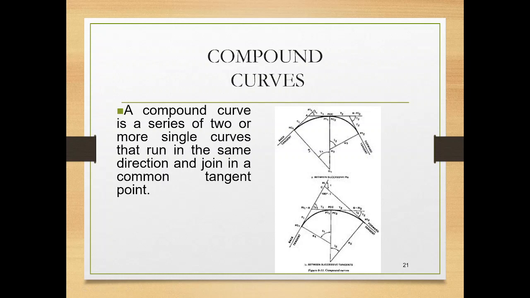So this is a compound curve. A compound curve is a series of two or more single curves that run in the same direction and join in a common tangent point here. So this one in this direction, that is clockwise direction. This one is also clockwise direction, and they are joined in one particular point. Here also same.